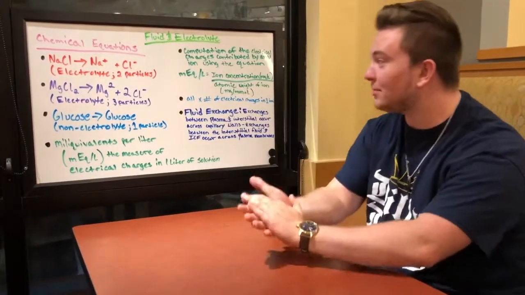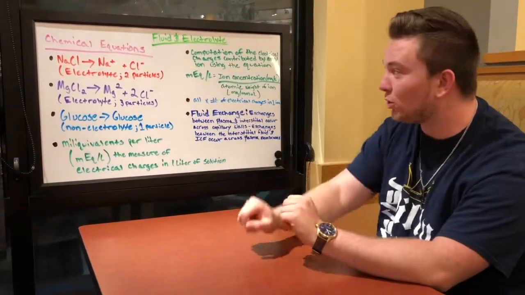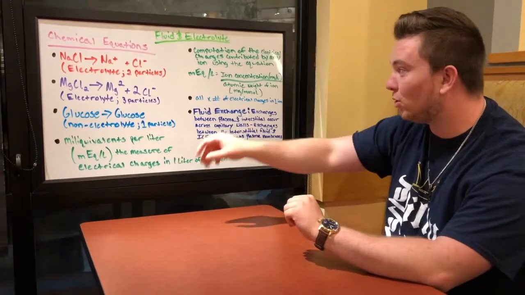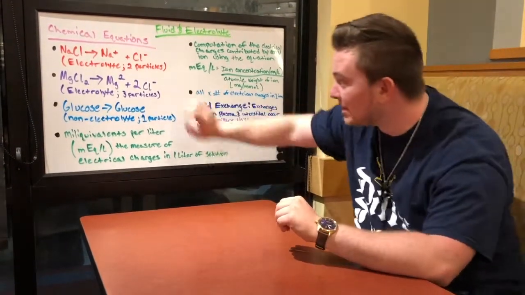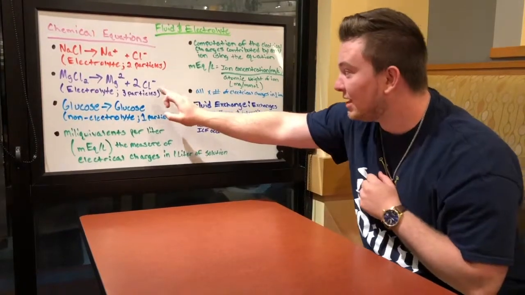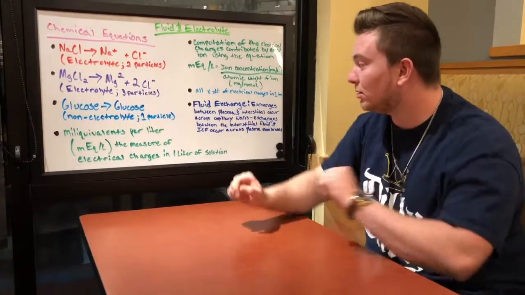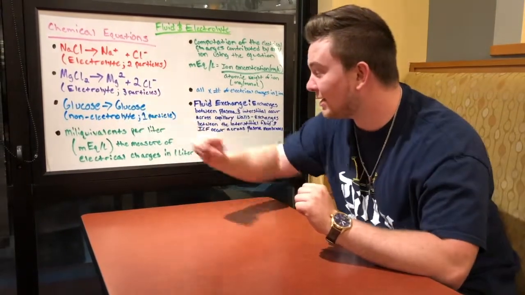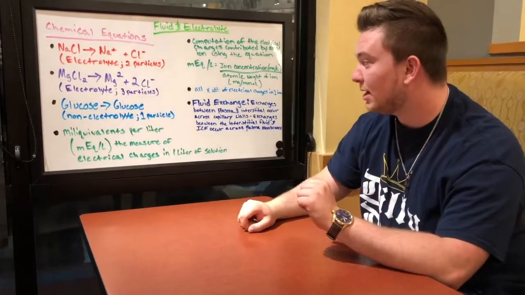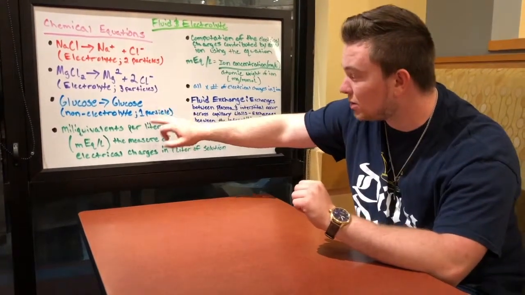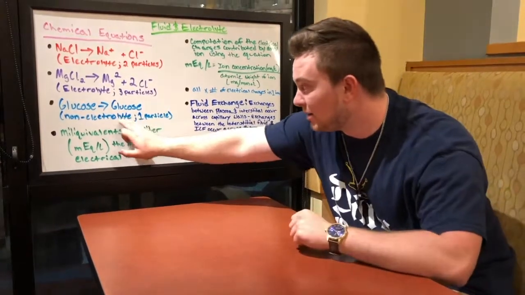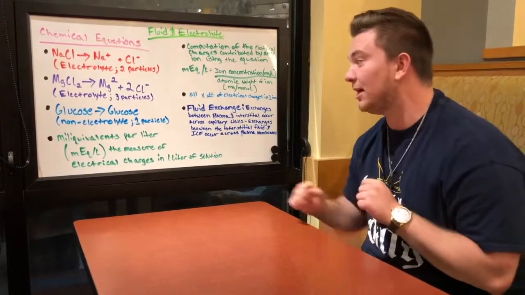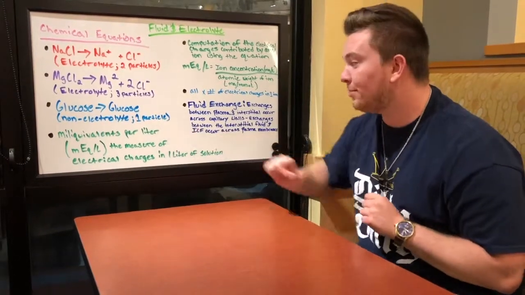Alright, so now we've got the chemical equations. Sodium chloride dissociates into sodium and chloride, and it's an electrolyte that has two particles. Then we've got magnesium chloride, which dissociates into magnesium and two chloride, which is an electrolyte with three particles. And then we've got glucose, which just stays glucose in dissociation, which is a non-electrolyte, so it does not dissociate. It is one particle.